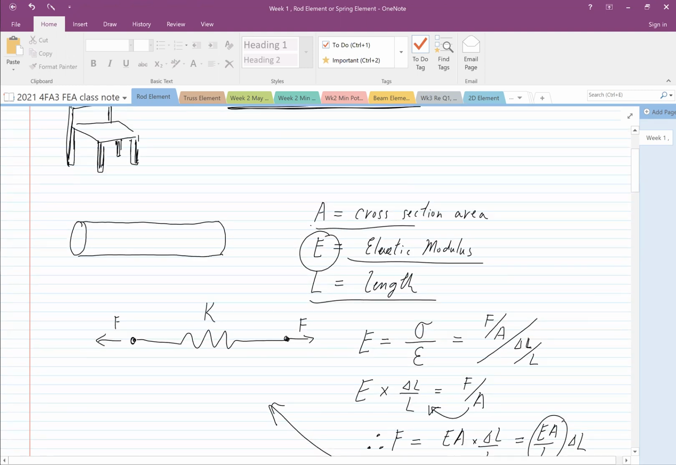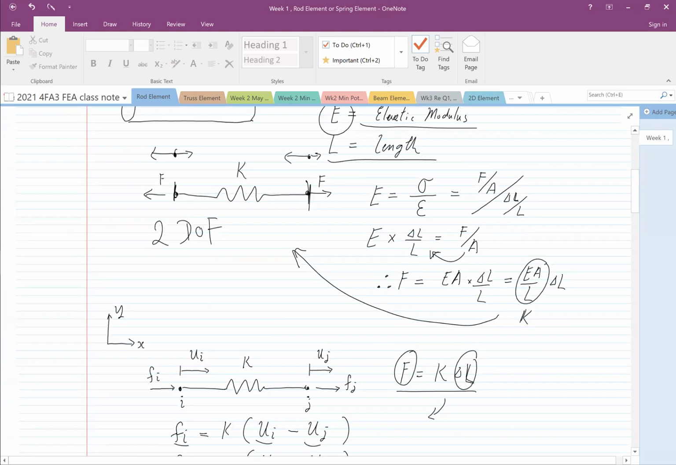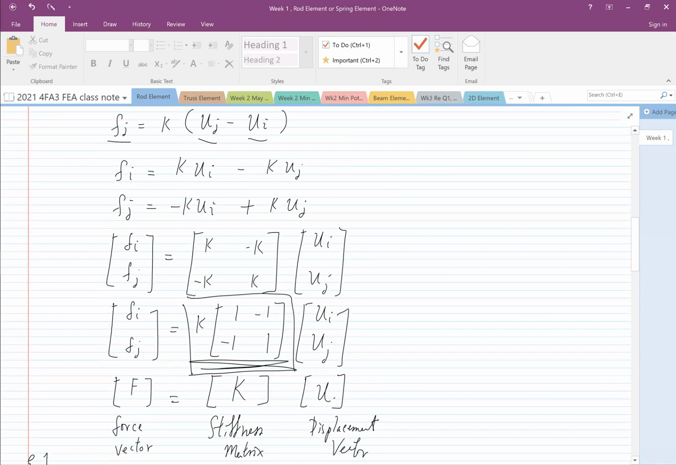And the spring element or rod element has 2 degrees of freedom. That node is only moving along the x-axis or y-axis only. So that node is allowed to move left or right. Rod elements have 2 degrees of freedom, and the stiffness matrix for the rod element is 1, negative 1, negative 1, 1.